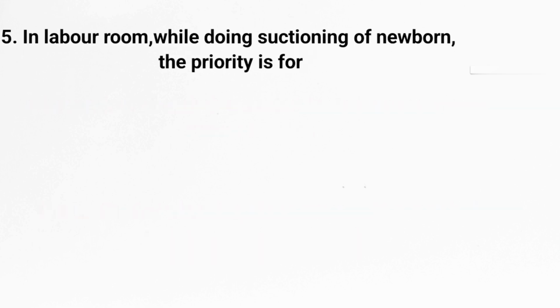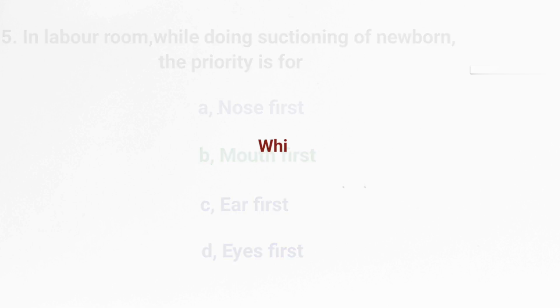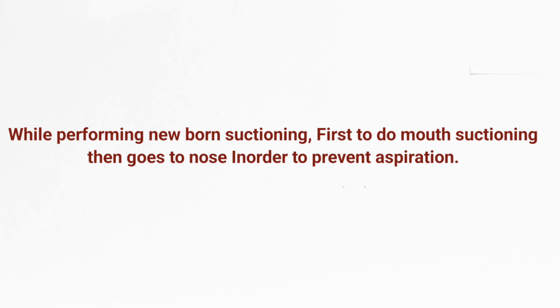Question number 5. In labor room, while doing suctioning of newborn, the priority is for: Option A. Nose first. Option B. Mouth first. Option C. Ear first. Option D. Eyes first. And the answer is option B. Mouth. While performing newborn suctioning, first do mouth suctioning, then go to nose in order to prevent aspiration.